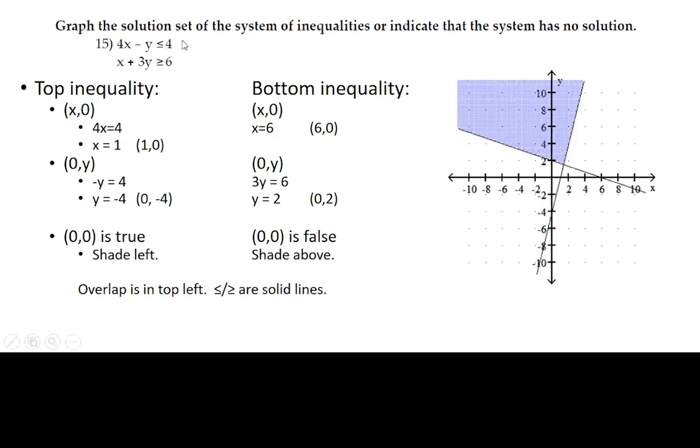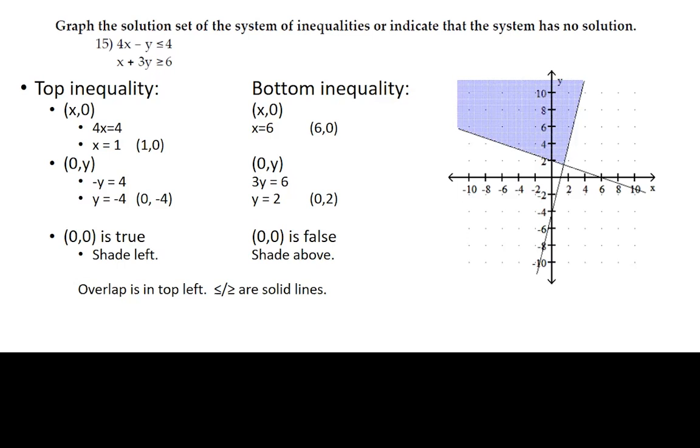We're going to graph each inequality separately. They're both or equal to, so they're both solid lines, not dashed lines. Let's imagine that instead of an inequality, we had just an equation, 4x minus y equals 4. Well, we graphed these things way back in Unit 1. 4x minus y equals 4.